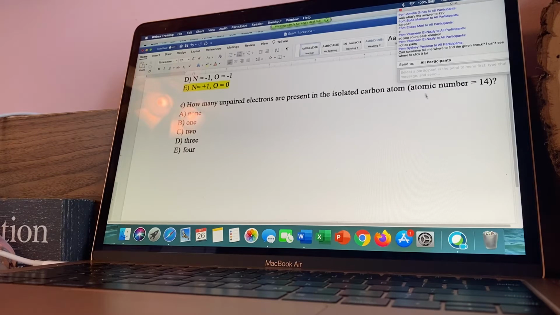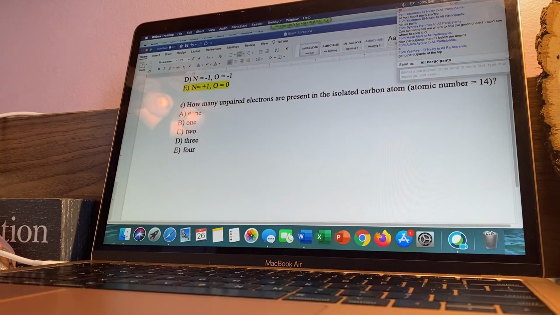Oh, Sydney, so if you go at the very top, you see where it says participants? You can click on that, and then at the very bottom of that window that just popped up, you can see hand raised. Yeah. Are you just testing that out?